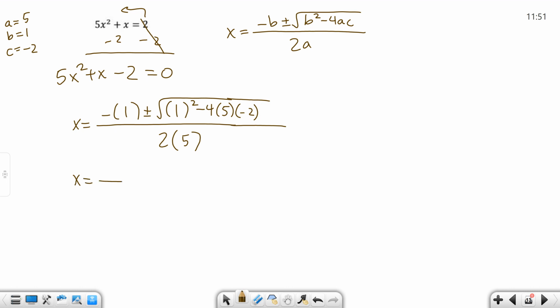So then x equals, and we'll start to simplify this, negative 1 plus or minus the square root of 1. 1 squared is 1. And then 2 negatives is positive. 4 times 5 is 20 times 2 is 40 over 10. So then x equals negative 1 plus or minus the square root of 41 over 10. All right? 41 is a prime number. It won't factor in. It's not a perfect square.